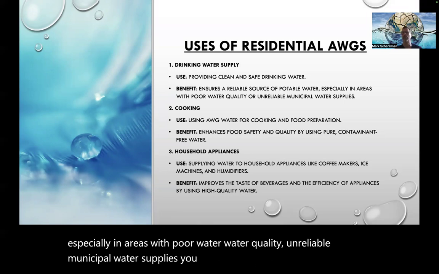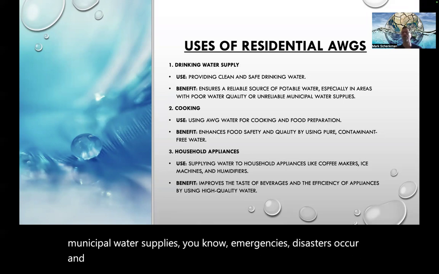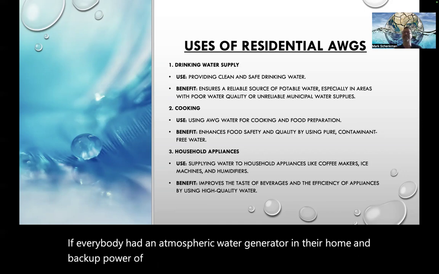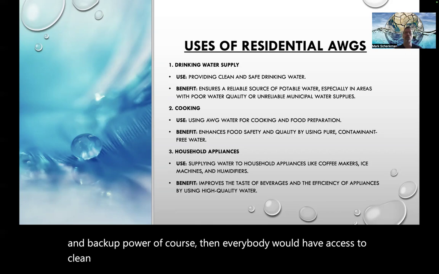Emergencies: disasters occur and cut off the water supply. If everybody had an atmospheric water generator in their home, and backup power of course, then everybody would have access to clean, potable water.